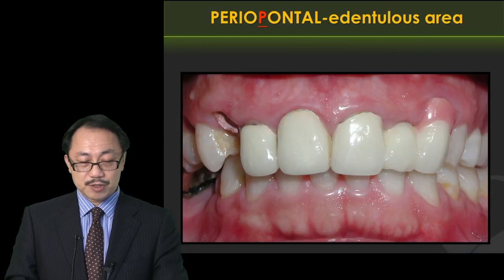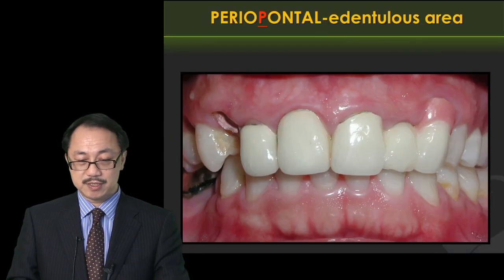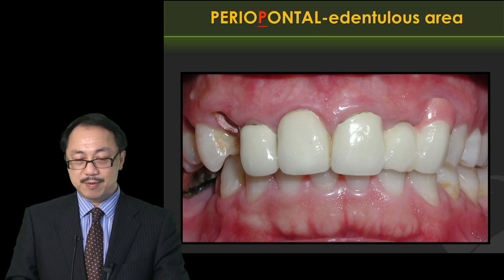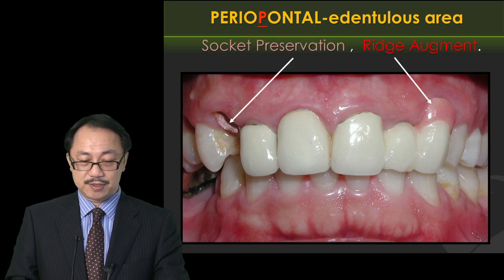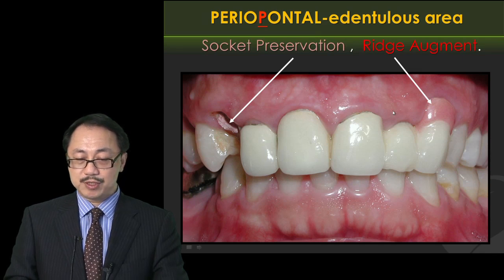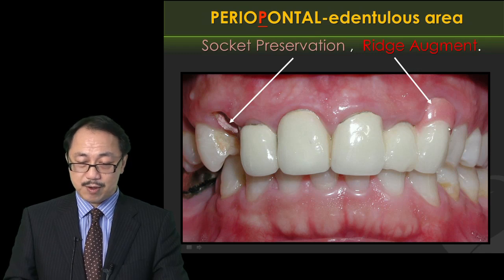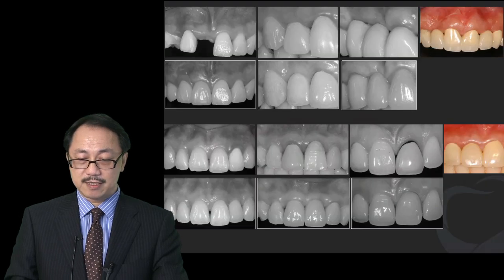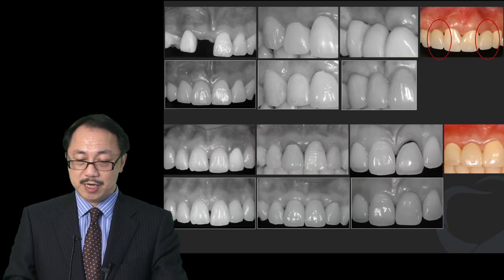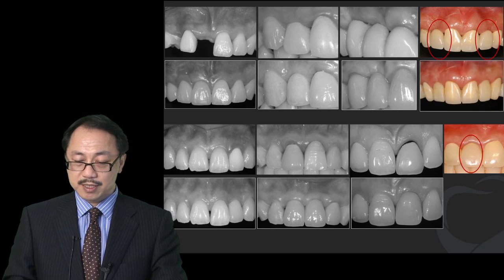And there's also a need around the edentulous area, where socket preservation is needed for this tooth that's going to be removed, or ridge augmentation is needed for a ridge that has already resorbed severely. All kinds of ridge augmentation can be performed to augment as well as to preserve the ridges that are going to be resorbed.